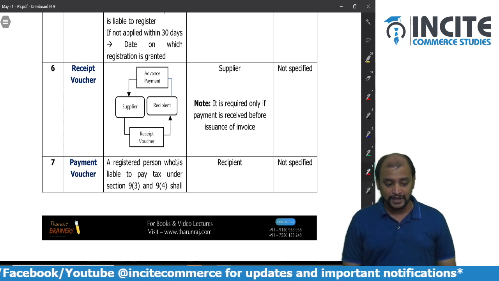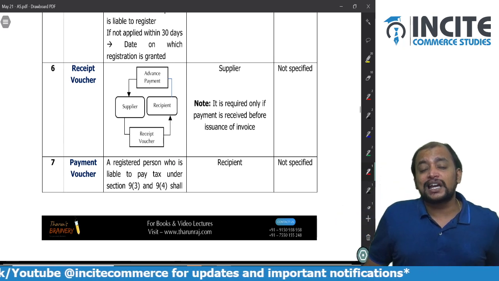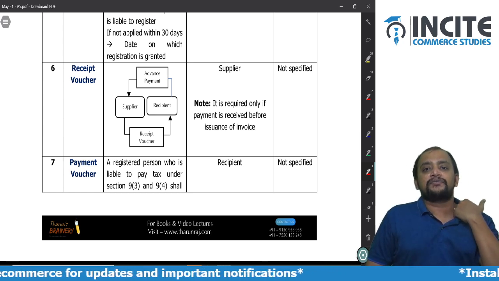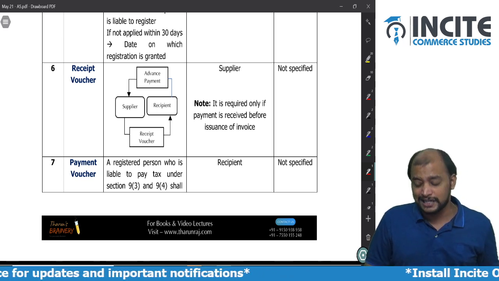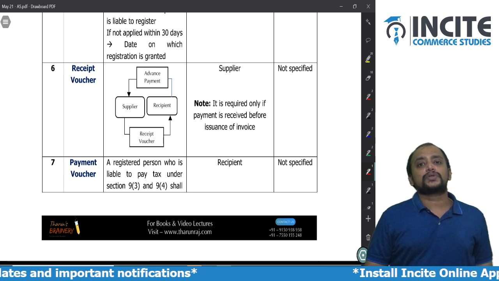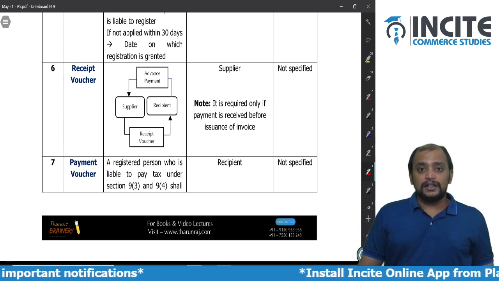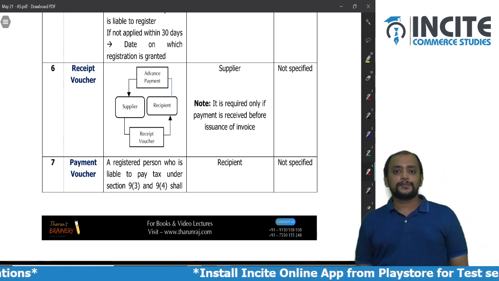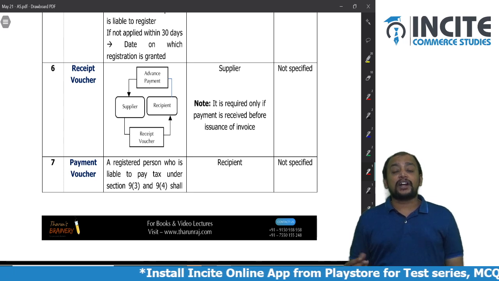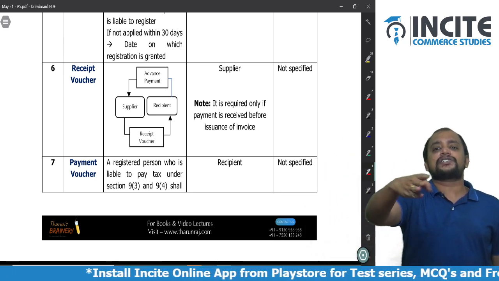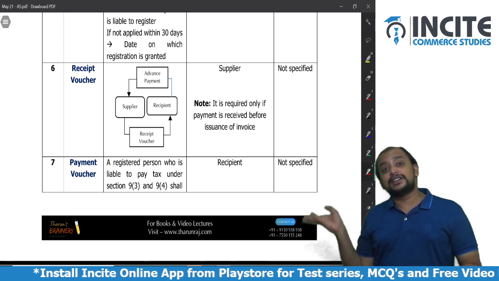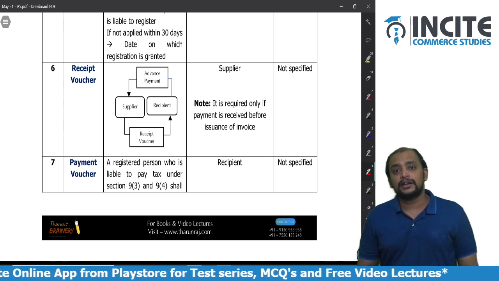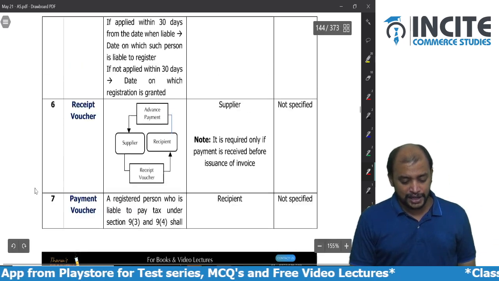Suppose the application for registration is not made within 30 days, then in that case, what will happen? Then the effective date of registration is the date on which you got the registration certificate. So the date when you get the registration certificate, that's the reason why you cannot give the revised tax invoice. Okay. That is the effective date of registration, which you can see here.